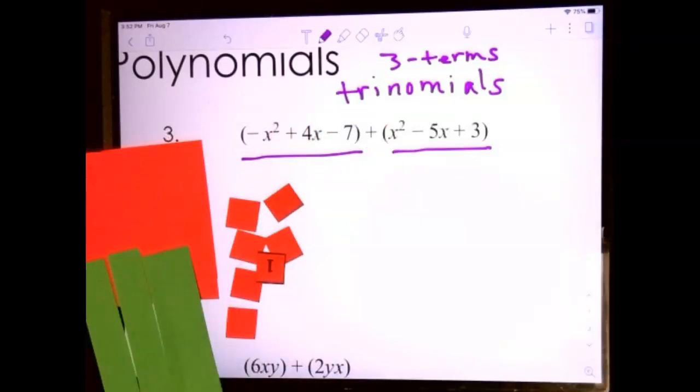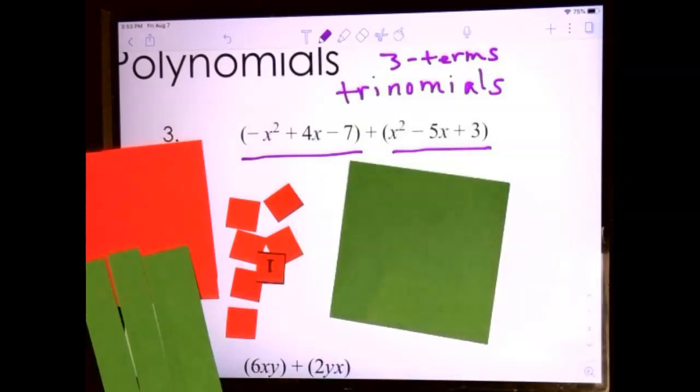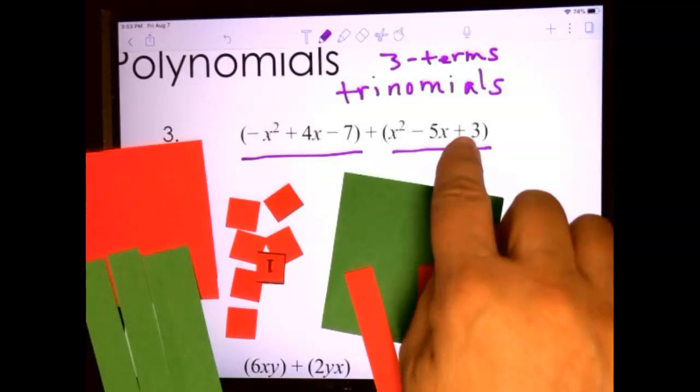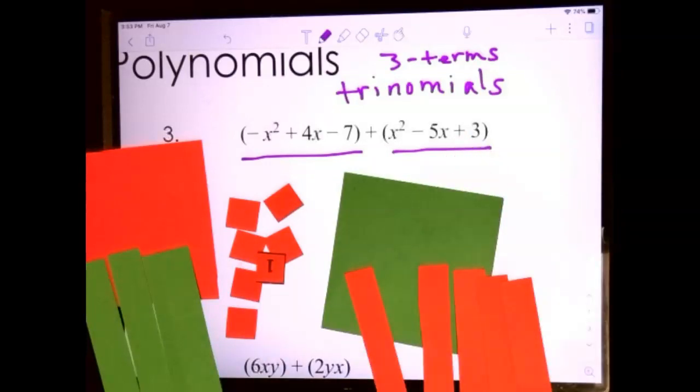And then I have a positive x squared, so I'm going to get a green large square. And I have negative 5x, so I need 5 red rectangles. 1, 2, 3, 4, 5, and then plus 3, so I need 3 small green squares. 1, 2, 3. Now, in order to get my answer, what do I have to do?